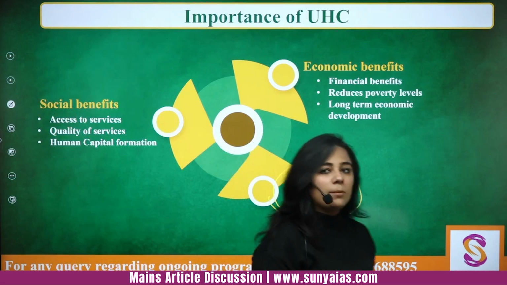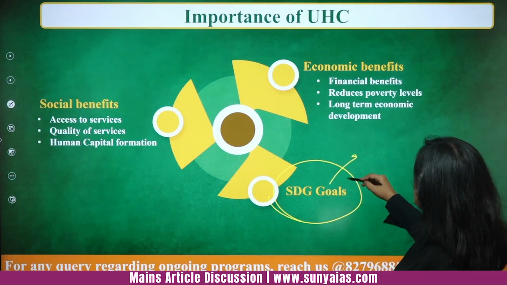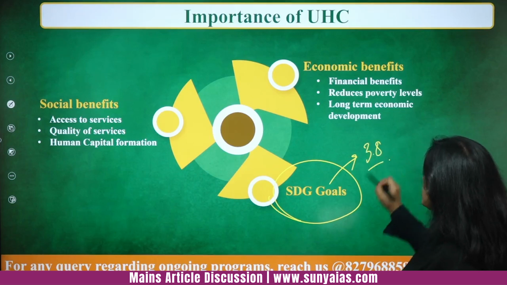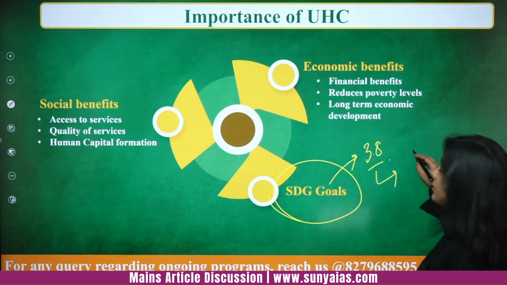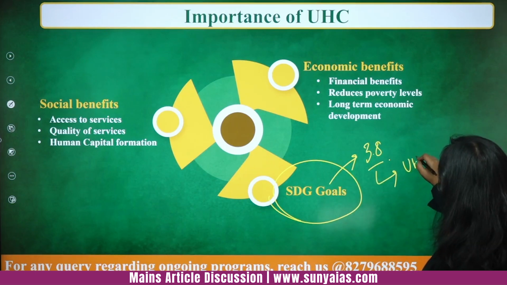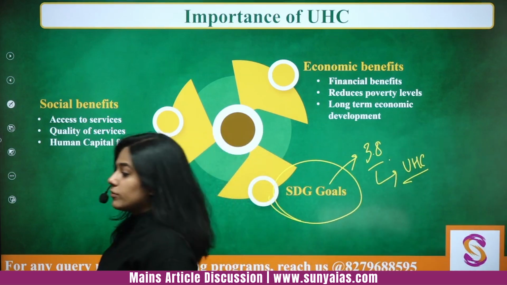Then overall, in achieving our SDG goals, good health and well-being is our SDG goal number 3. And please write down, within SDG goal number 3, there is SDG goal number 3.8, which says that we should achieve universal health coverage.